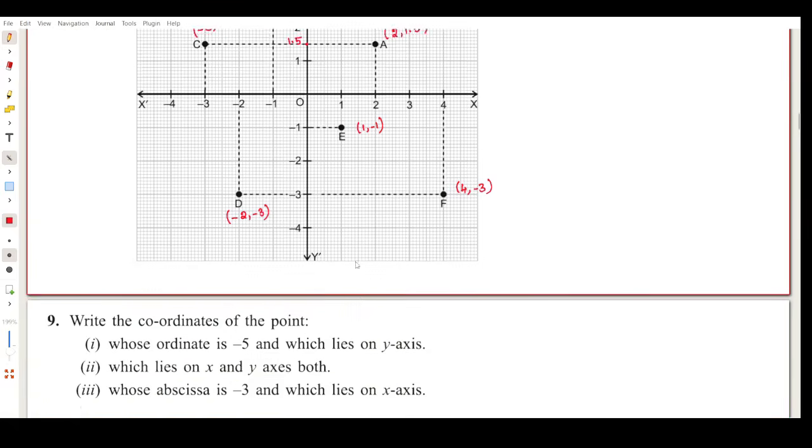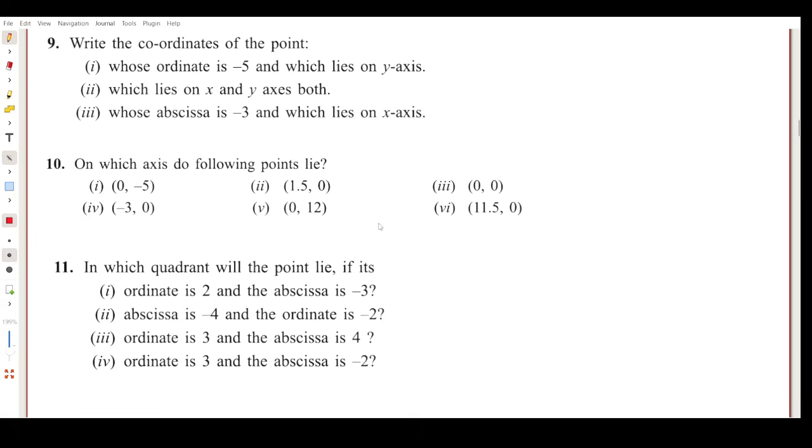Okay, right. So ninth question. Write the coordinate of a point. You have to write it in x comma y format. Here the ordinate is 5. Ordinate is nothing but the y coordinate. The point lies on the y axis. It will be 0 comma y. So here we will be writing 0 comma the y value, that is, ordinate is minus 5.